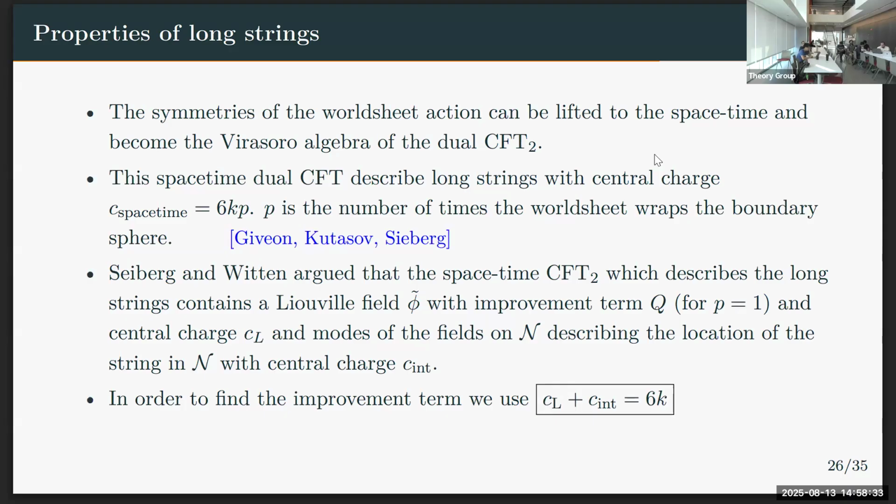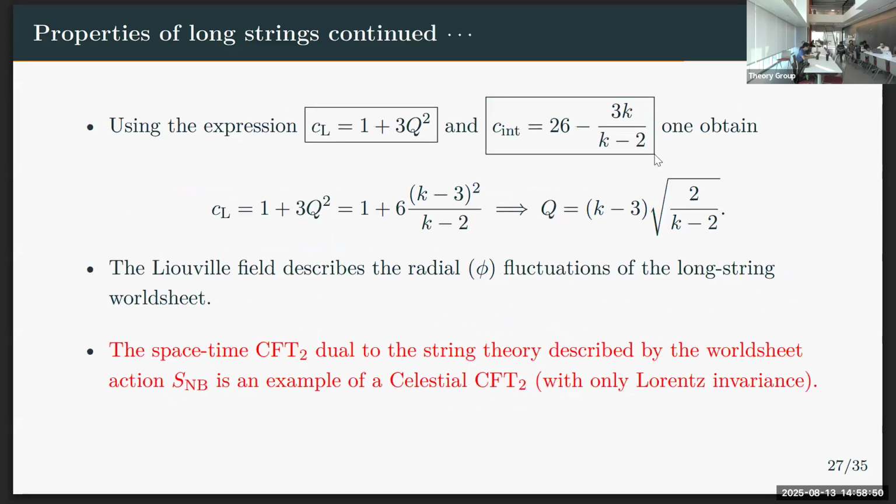And Seiberg showed that the same configuration can be explained by, let's say, Liouville field theory and these internal modes, right? And you have to equate the two. C_L plus C_int equals 6k. Now, the Liouville field theory has an expression in terms of the background charge, which is given by 1 plus 3Q squared, and C_int is given by (26 minus 3k) divided by (k minus 2).